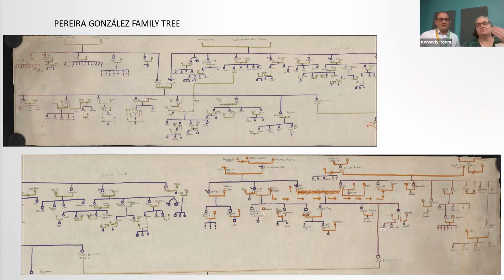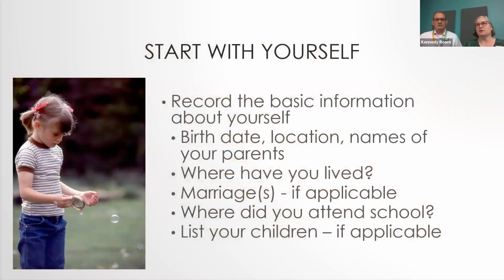And so there are ways to do family trees in the drawing format, in pedigree charts, in online environments such as FamilySearch or Ancestry or RootsMagic or Family Tree Maker or other places on your computer that you download these programs to help you organize. But as you get started, you have to start with yourself. So record the basic information about yourself. Think about this as practice for the next generations.